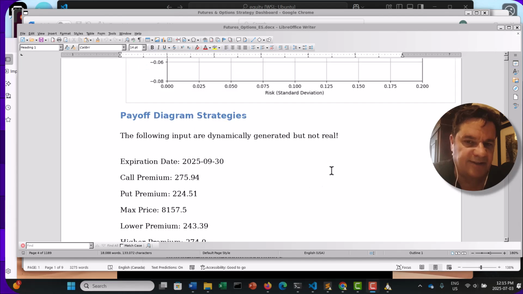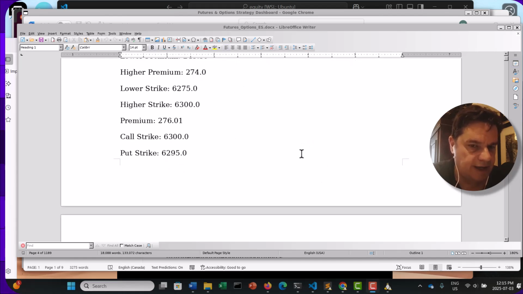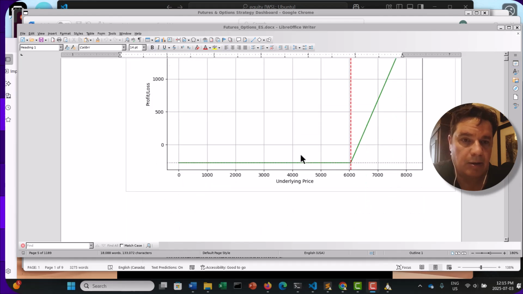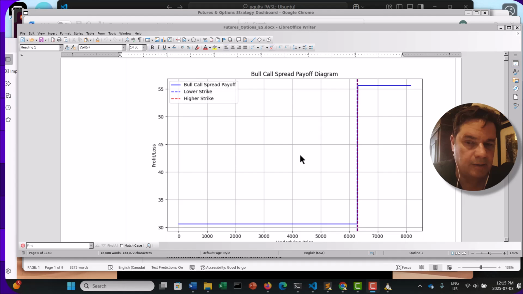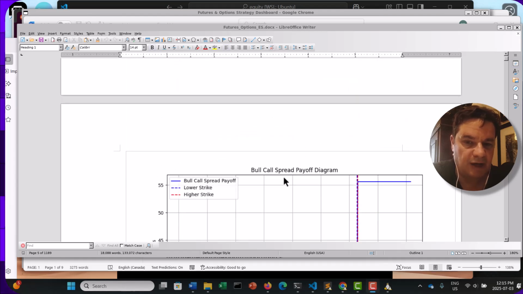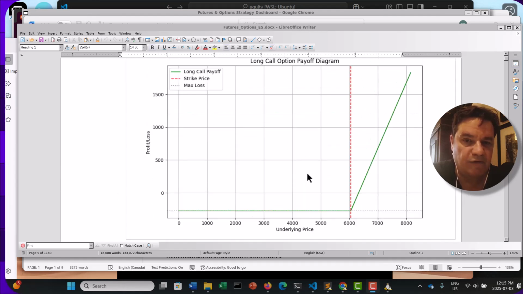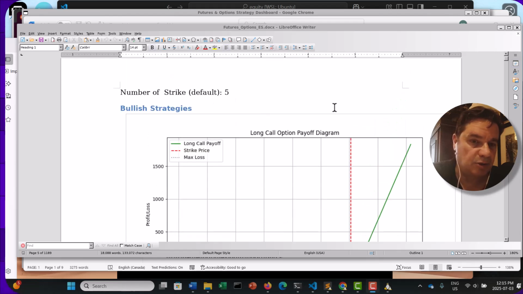Okay. This is now real. This is real data now. We're feeding it. Okay. So we get our payoff diagrams. We've got different kinds. We've got bull call spread. We've got long. So these are bullish strategies.